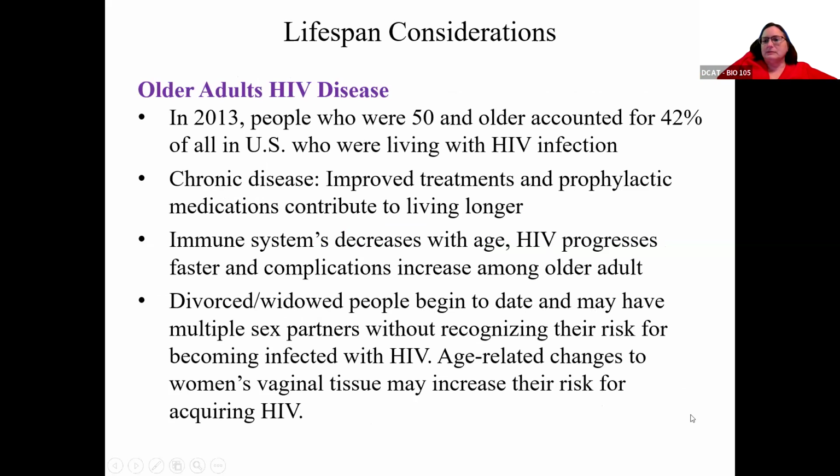So let's talk about some lifespan considerations when we talk about HIV. So older adults with HIV. In 2013, people who were 50 and older accounted for 42% of all in the US who were living with AIDS. And we wouldn't think of older Americans living with AIDS, but you have to think about a couple things. Number one, HIV is now a chronic disease, okay? So depending on when they were infected, they have been living with this chronic disease that is manageable with medications, and so they're getting older.